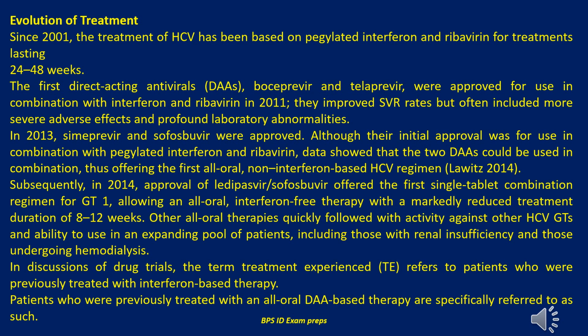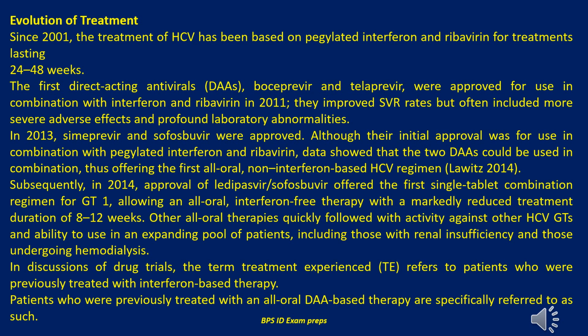Since 2001, the treatment of HCV has been based on pegylated interferon and ribavirin for treatments lasting 24 to 48 weeks. The first direct-acting antivirals, abbreviated as DAAs, Boceprevir and Tenofovir, were approved for use in combination with interferon and ribavirin in 2011. They improved SVR rates but often included more severe adverse effects and profound laboratory abnormalities. In 2013, Cimaprevir and Sofosbuvir were approved.